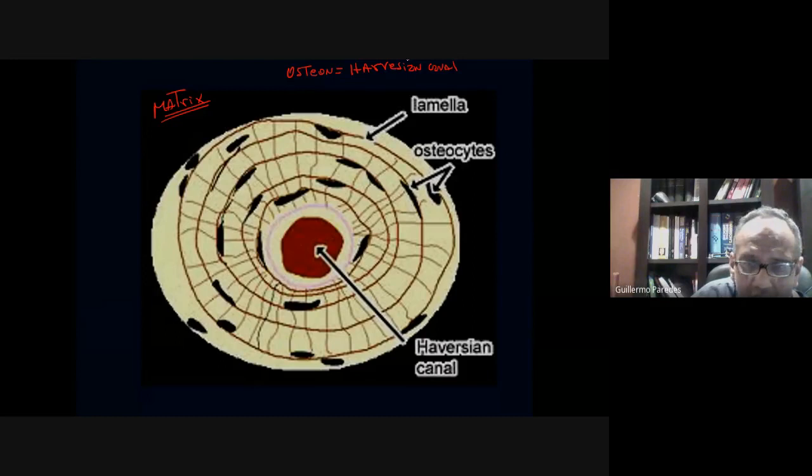Havers is the last name of a doctor in the 1700s. They discovered this system at the end of the 1700s. I'm not sure, but anyhow, he was a doctor at least. So that's why all this is called the Haversian system. In the center we have the Haversian canal, where arteries and veins run.